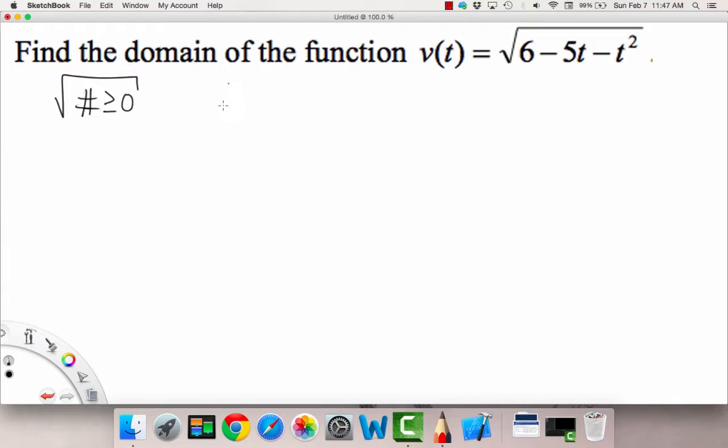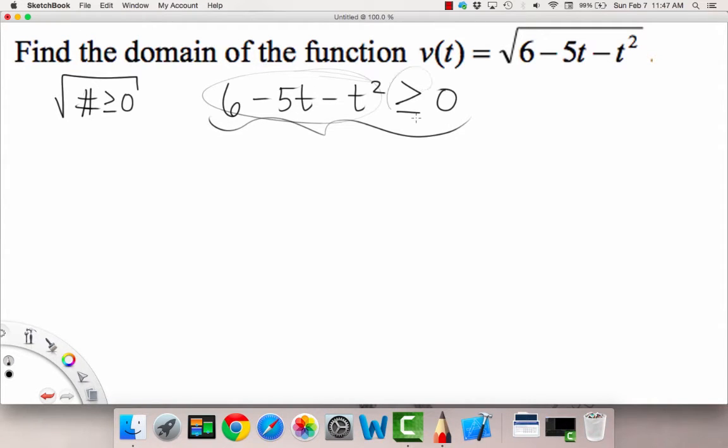So this 6 minus 5t minus t squared must be greater than or equal to 0. Thus, this right here is a polynomial inequality, because we have a polynomial and some kind of inequality going on. Like I alluded to on the previous slide, the process for solving these is to write everything down exactly as we see it, except we change the inequality sign to an equal sign. We solve for the roots first and pretend that this equality exists, and then we study what goes on.